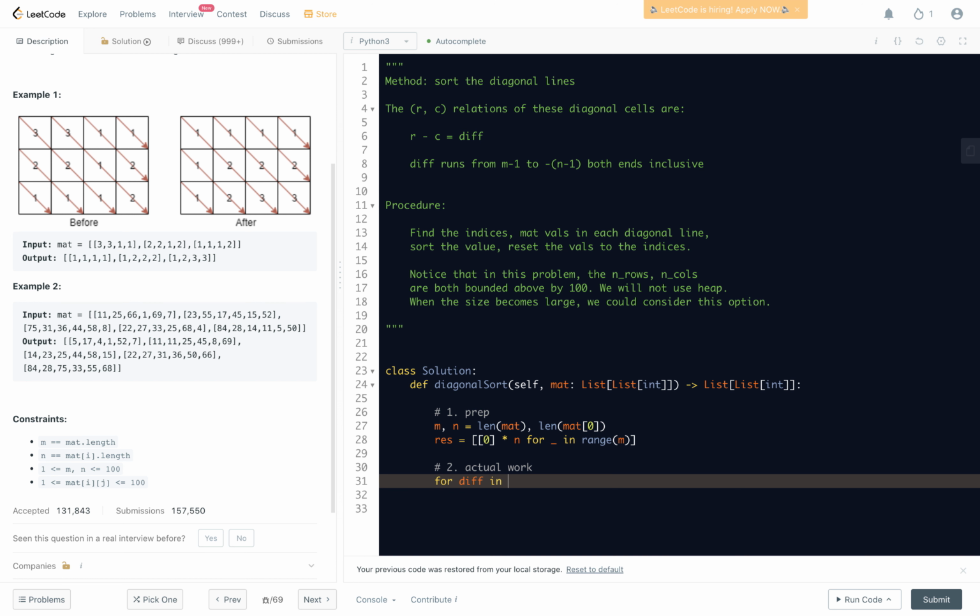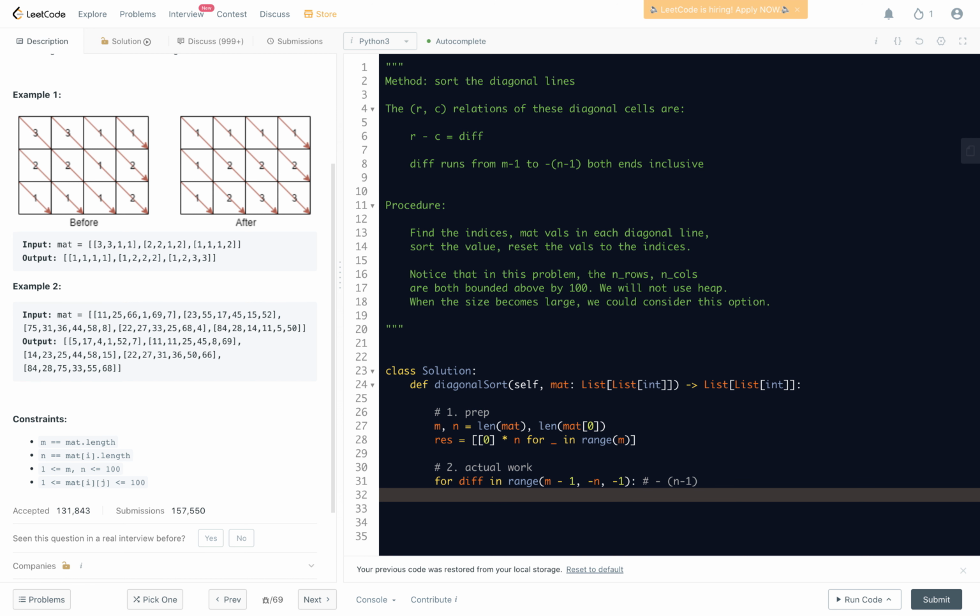For diff in range, so m minus 1, then down to negative n minus 1, right? So we need to write negative n here. The reason is that the second index in the range is not inclusive. So we put -1 here because we are decreasing from m-1 down to negative n-1, right? Let me make it clear, negative n-1.